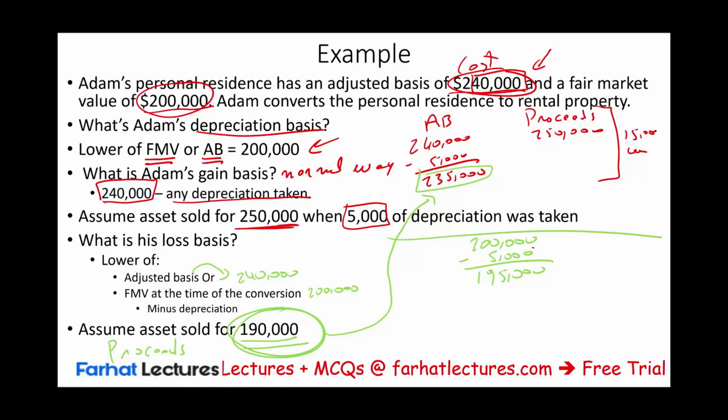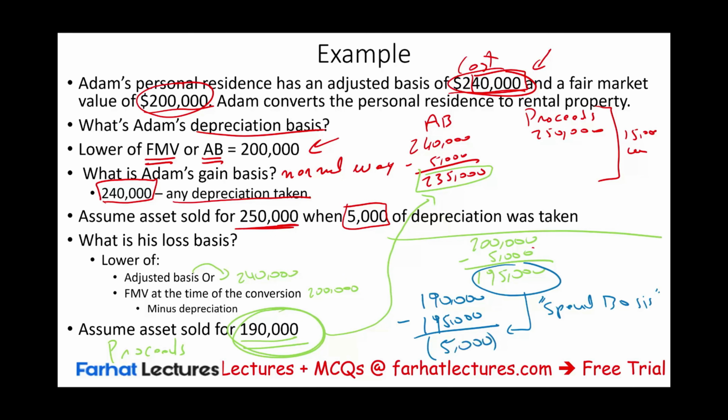However, when you compute the loss, let me change colors here. When you compute the loss, you're going to take the proceeds, 190, minus 195. What's the 195? The 195 is that, in quotes, special basis. Not special, but different than the normal basis. And therefore, Adam will take a loss of $5,000. So Adam's loss is $5,000.